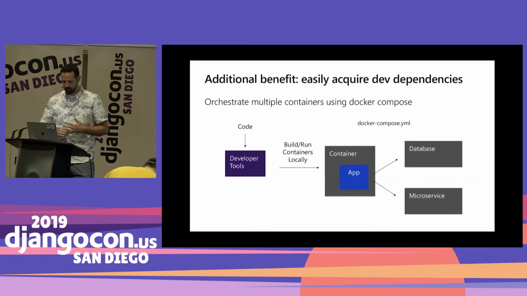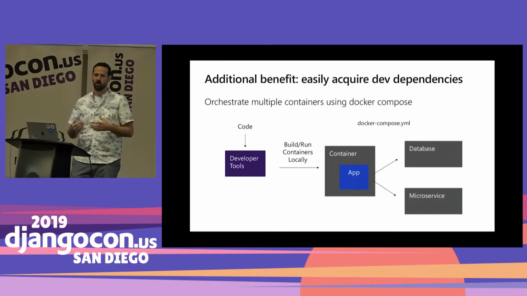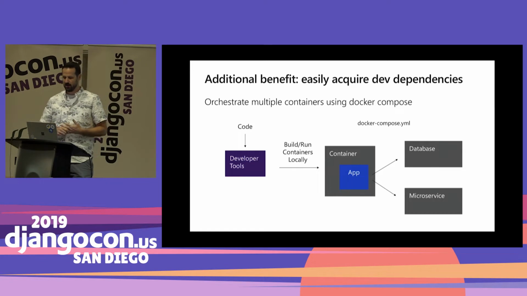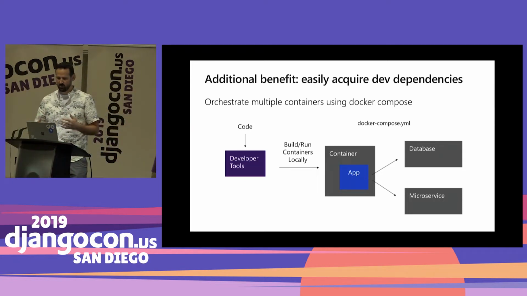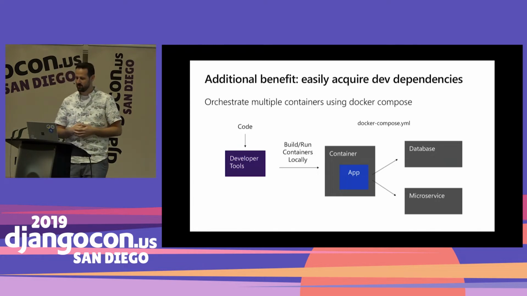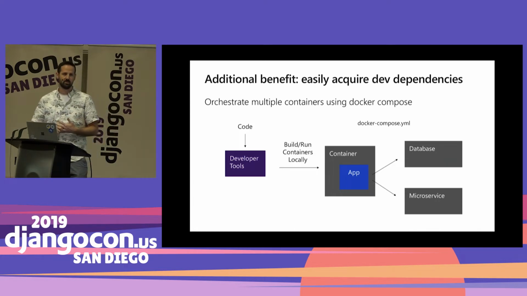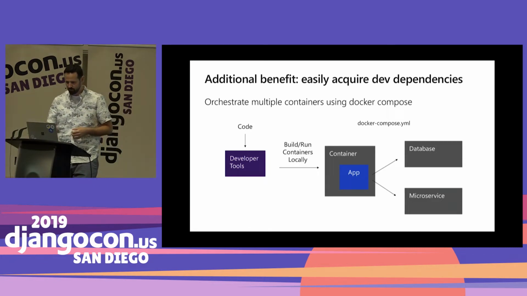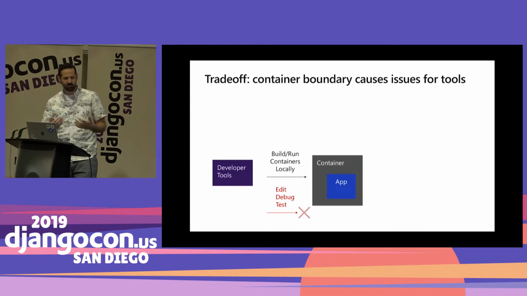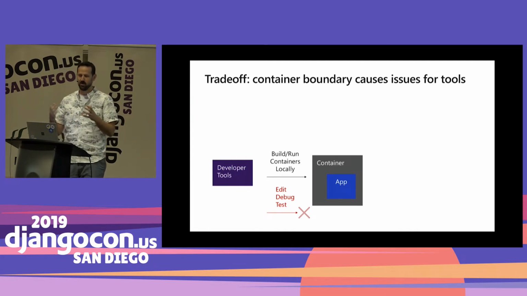An additional benefit that comes with containers is you can use containers to acquire development dependencies. So if you need a database, a Redis cache, a Celery worker, or a bunch of other microservices that your application depends upon, you can throw those into a Docker Compose file, and you can use Docker to build a set of containers that you can have locally. So it makes it really easy to create a lot of the complex development environments that we have to work with today.